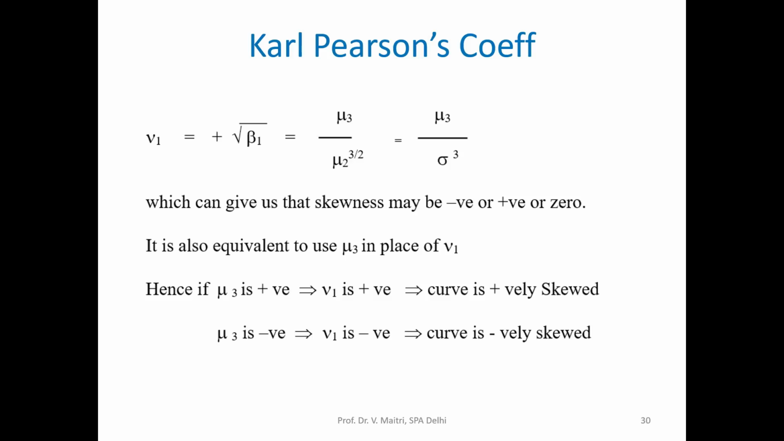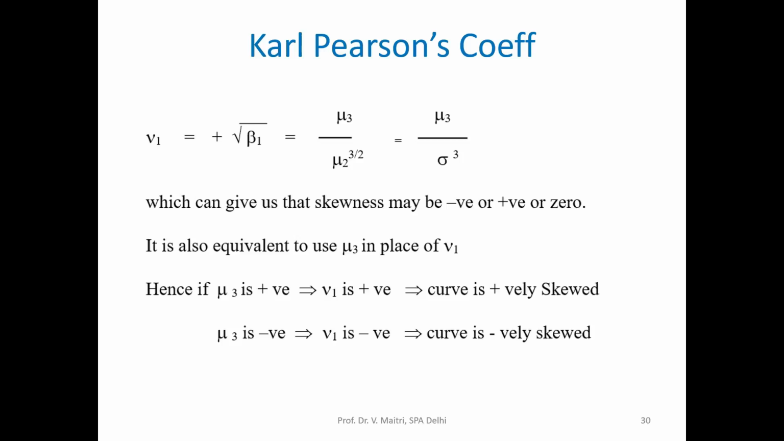Now the Karl Pearson coefficient, we are using it. We know that gamma 1 is equal to the root of beta 1, that is mu3 divided by sigma cubed. So it can give us skewness that may be negative, positive or 0. So it is also equivalent to use mu3 in place of gamma 1. If mu3 is positive, then gamma 1 is positive, so the curve is positively skewed. If mu3 is negative, then gamma 1 is negative, so the curve is negatively skewed.